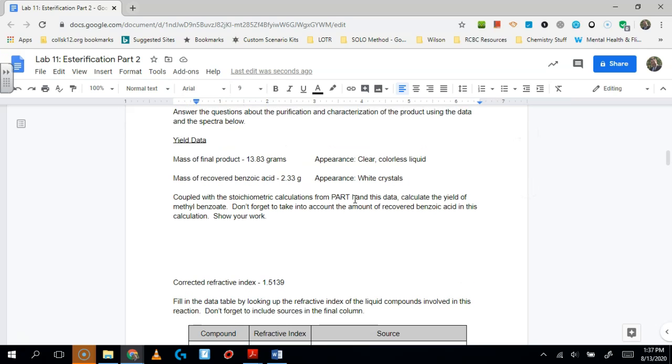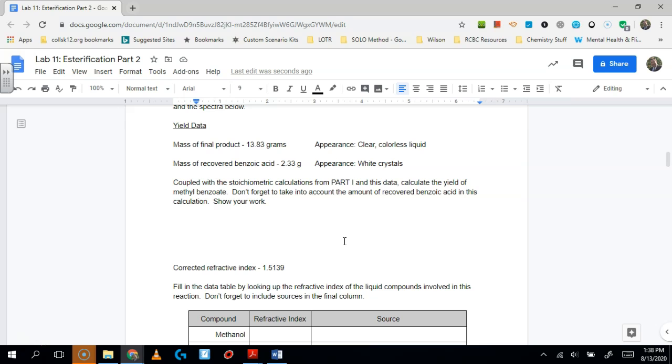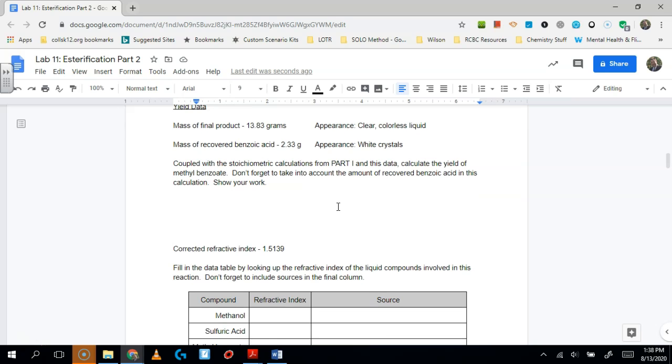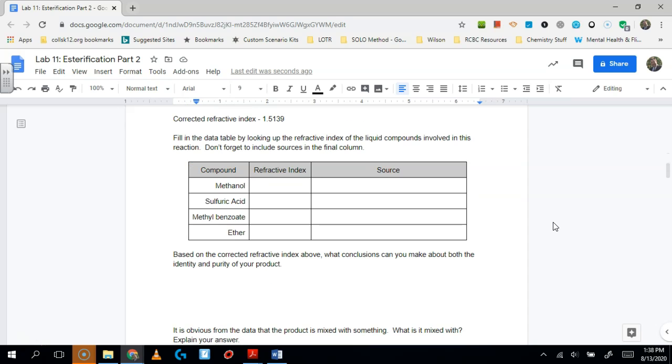So for the yield data, you get 13.83 grams out of the ether layer, and then you get 2.33 grams of benzoic acid. So you're going to have to go back and calculate what the actual yield of methyl benzoate is. And again, I put a note here that says don't forget to take into account the recovered benzoic acid. Here is the corrected refractive index.